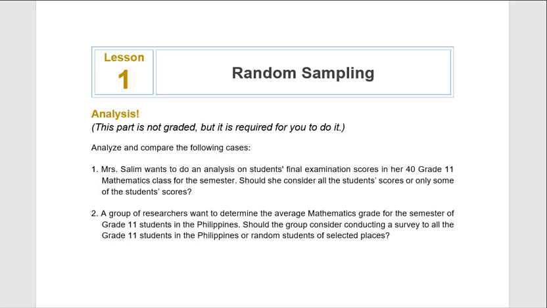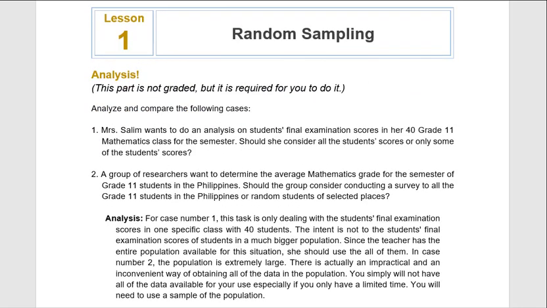Case 1. Mrs. Salim wants to do an analysis on students' final examination scores in her 40 grade 11 mathematics class for the semester. Should she consider all the students' scores or only some of the students' scores? Case 2. A group of researchers want to determine the average mathematics grade for the semester of grade 11 students in the Philippines. Should the group consider conducting a survey to all the grade 11 students in the Philippines or random students of selected places only?